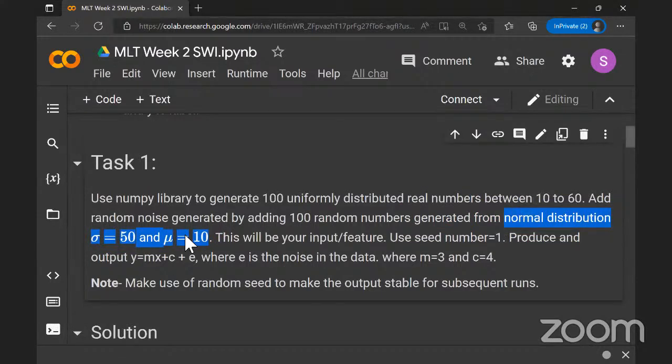noise generator. And after generating the uniformly distributed numbers and adding the noise, this will become your input feature. Use the seed equal to 1 for generating random numbers. Produce output y equal to mx plus c plus e, where e is the noise in the data, and m and c are 3 and 4 respectively. So take 5 minutes and write your answers in the chat box.